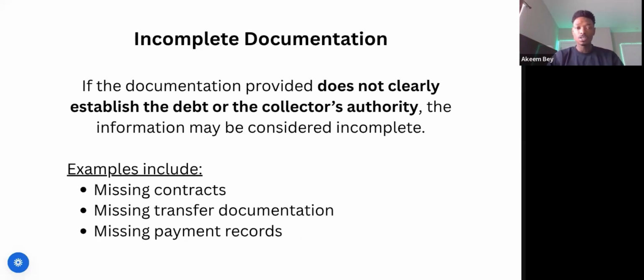Incomplete documentation is another one. If the documentation provided does not clearly establish that the debt or the collector's authority is official, then the information may be considered incomplete. A lot of times they'll just send you a copy of your bill or something that, according to the law, is incomplete. Examples are missing contracts, missing transfer documentation, and missing payment records.